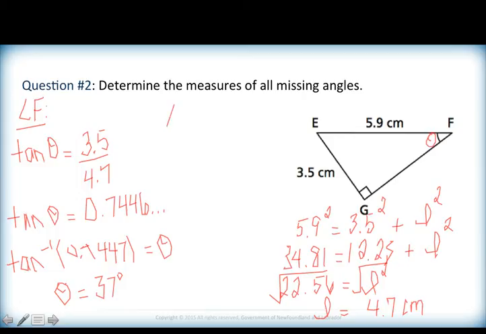Now we have to go and find angle E, and that will be 180, subtract 90, subtract 37. So we'll have 180 subtract 90, which is 90, subtract 37, which will give us 53 degrees.